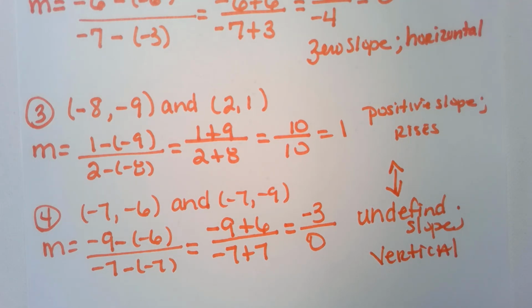So we have a positive slope, negative slope, zero slope, and undefined slopes. They're the four types of slopes that we will be working with.